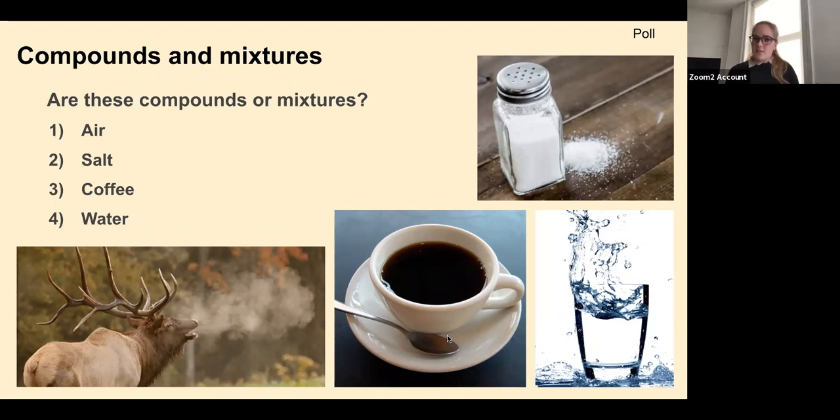What about salt? Is salt a compound or a mixture? Like most of you guys said, salt is a compound because salt is actually a compound of sodium and chloride that are chemically joined together. So salt is sodium chloride. What about coffee? Is coffee a compound or a mixture? And you guys did excellent on this question as well. Coffee is actually a mixture because it's a mixture of water and then whatever compounds come from the coffee to give it that nice coffee flavor. So, caffeine and various other compounds that are in the coffee.